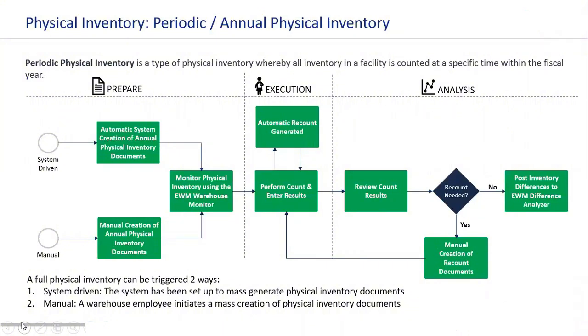So just a brief overview. Periodic physical inventory is a type of physical inventory whereby all inventory in a facility is counted at a specific time within the fiscal year. So you've got the prepare piece. System driven, it would be automatic system creation of annual physical inventory documents, or it can be manual creation of all the documents. You can monitor physical inventory using the EWM warehouse monitor. Then it would be the execution where you'd be performing the count, entering the results. Automatically, recounts would be generated where applicable. Review count results. Is there a recount needed? If you decided there was for something certain, then you could create another recount document. If not, post inventory differences to the EWM difference analyzer.